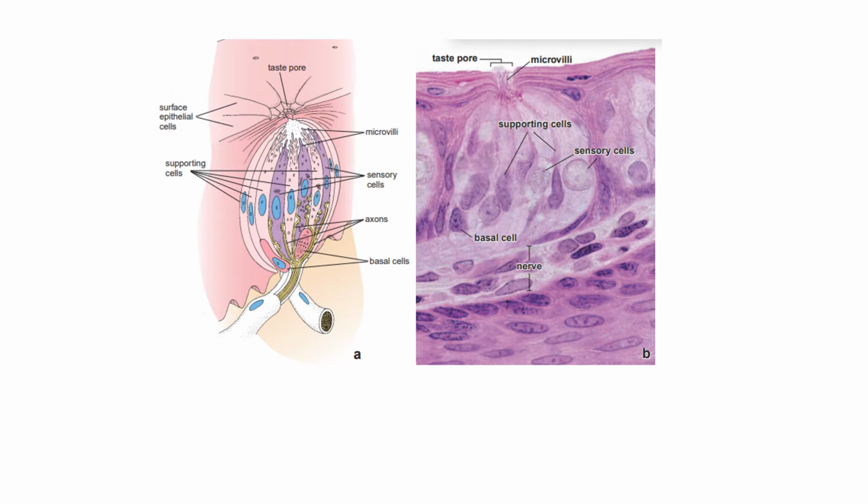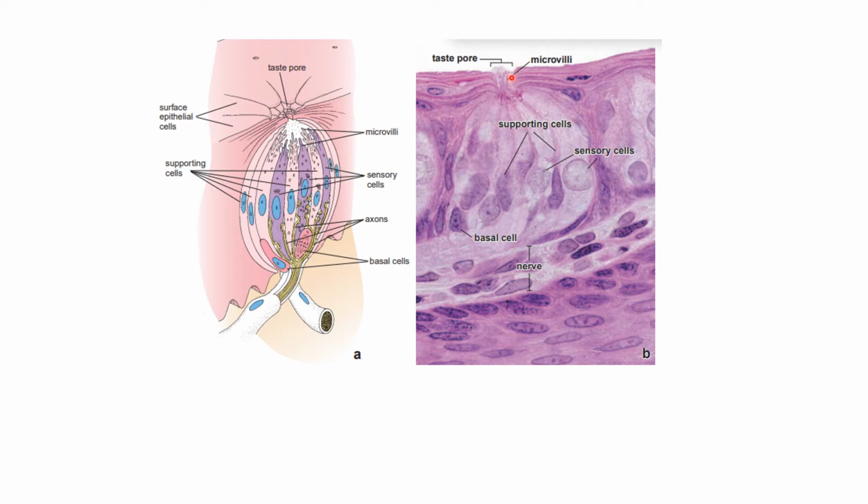This is a taste bud along with the diagrammatic representation. You can see this is the taste pore, surface epithelial cells, and on the sides are supporting cells or the sustentacular cells. The purple ones are the sensory cells, and towards the base, towards the connective tissue, lamina propria, we have these fibers which are coming from the taste fibers, bringing the afferents, and the efferents are going from here. So this is the taste pore.